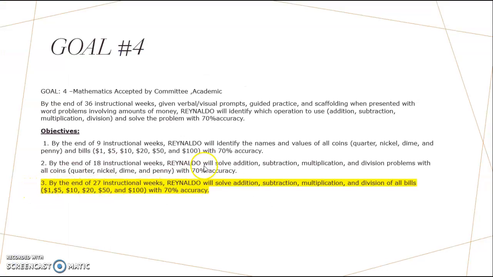So for goal number 4, Ray, we are going to continue to solve addition, subtraction, multiplication, and division of all types of bills. So this is considering the $1, the $5, the 10s, the 20s, the 50s, the 100s, and also our coins, which are quarters, our nickels, our dimes, and our pennies.